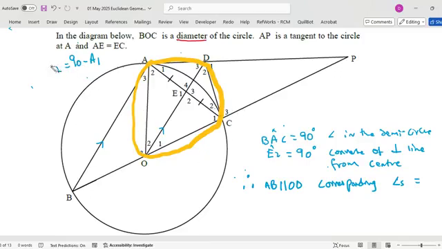Okay, can we do it like this? Let's try it like this. There's another way that I'm seeing, but let's just use this one.